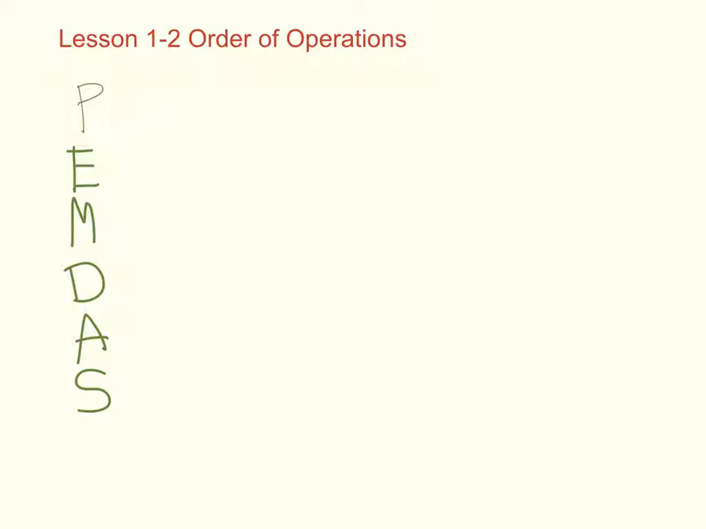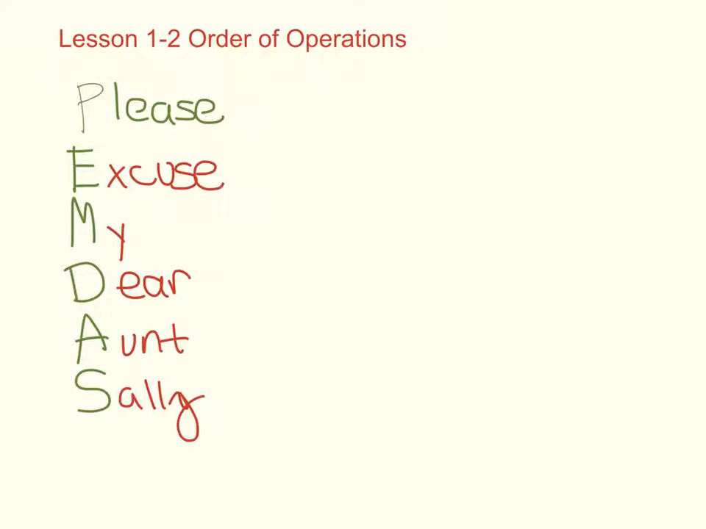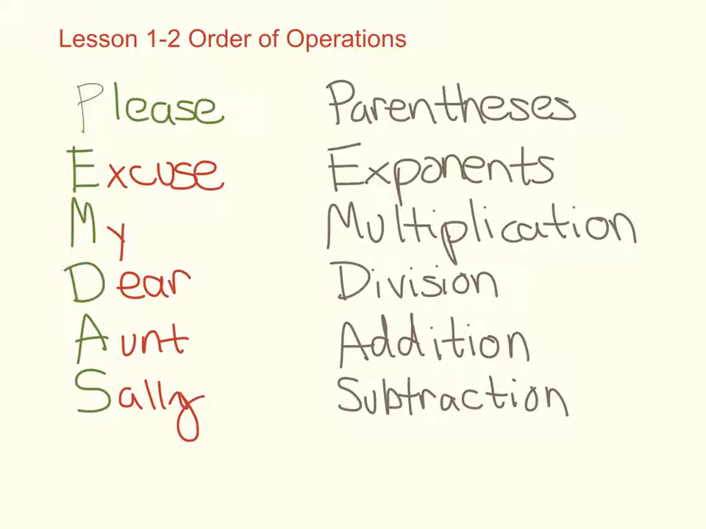The acronym PEMDAS is very often used to help you remember the correct order of operations. To help you remember, just think of, please excuse my dear Aunt Sally. P stands for parentheses, E for exponents, M for multiplication, D for division, A for addition, and S for subtraction.